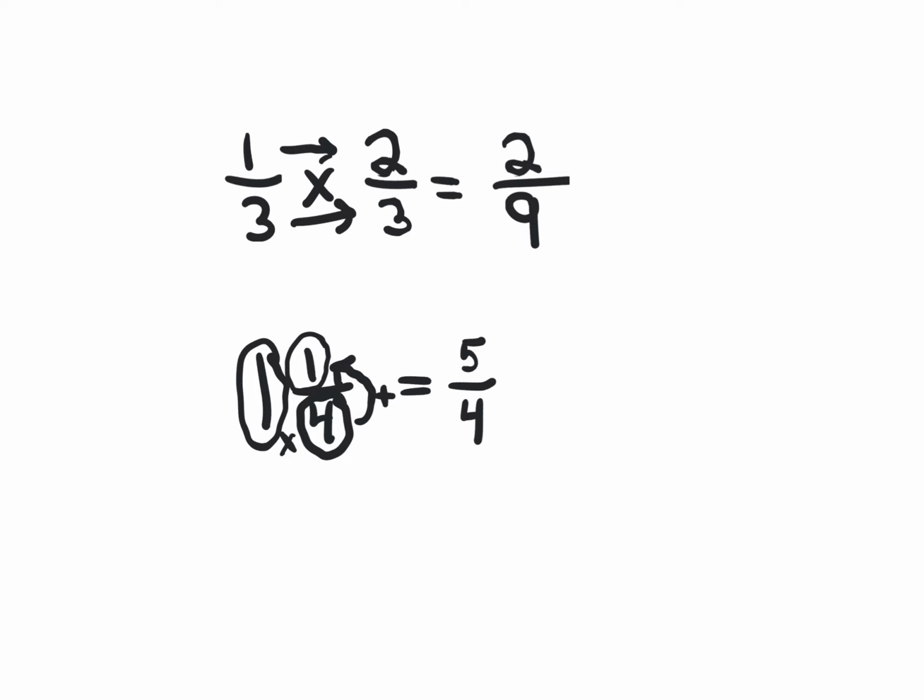Now to check that, we can do division. 5 divided by 4. How many times does 4 go in the 5? 1 time. That becomes our whole number. And how many are left over? 1. And the denominator stays the same.